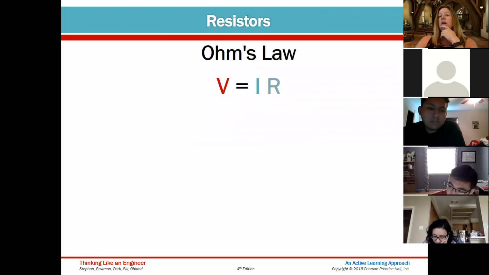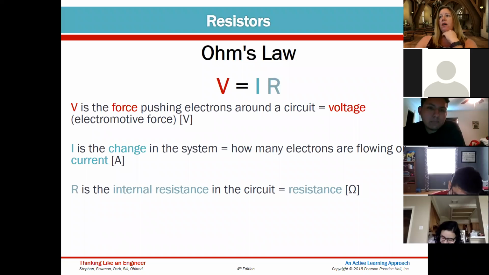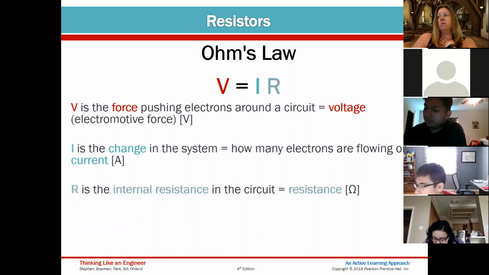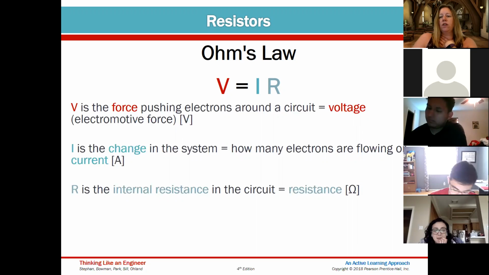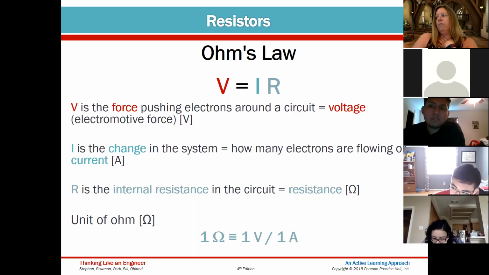Given Ohm's law, V equals IR, V is your force pushing the electrons around the circuit. That's the voltage of the battery in the circuit. I is the change in the system, so how many electrons are flowing, or the current, which we measure in amps or amperes. And R is our internal resistance in the circuit, measured in ohms. One ohm is equal to a volt per amp.